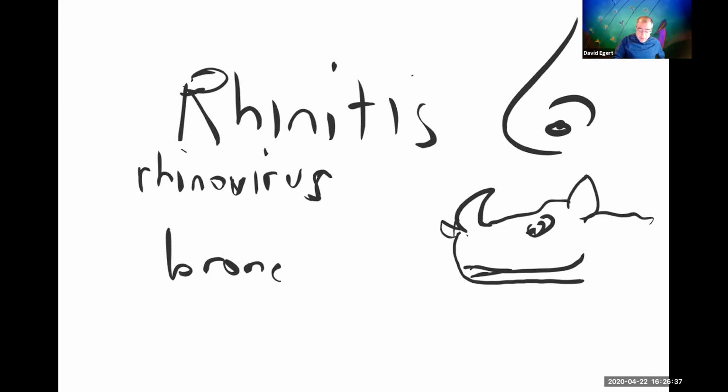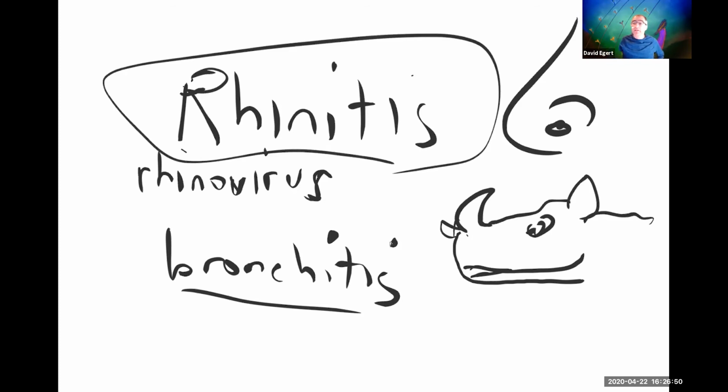Bronchitis is another. Bronchitis would be lower respiratory inflammation. So if you have trouble in the lower respiratory tract, that would be bronchitis. Rhinitis is upper respiratory tract, with sneezing and sniffling and all that. The passages become inflamed, with excessive mucus, etc.